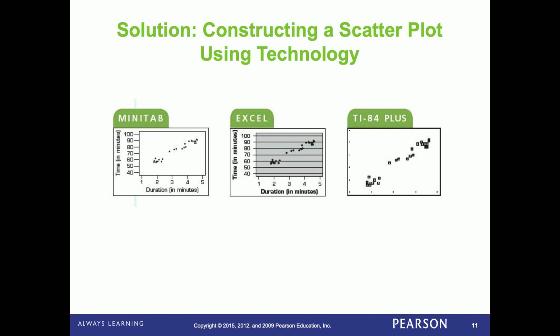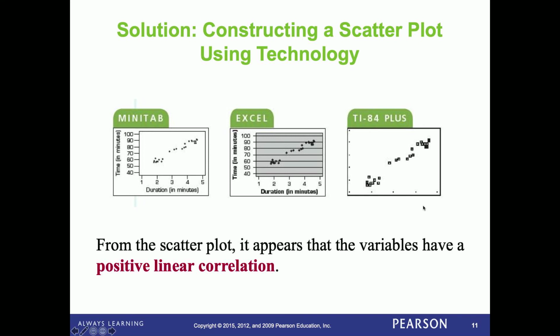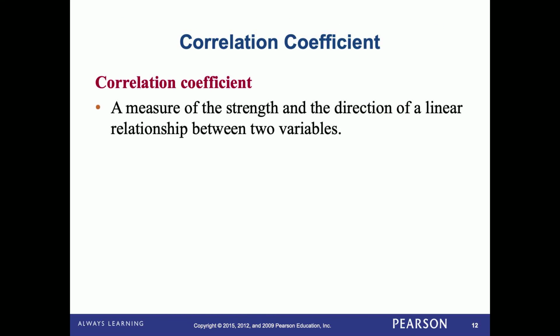Now notice we don't use Minitab. You could do the same thing with Excel, but our plot looked exactly like the TI-84 Plus one. So the scatter plot appears that the variables have a positive linear correlation. Correlation coefficient: this is a measure of the strength and the direction of a linear relationship between two variables.